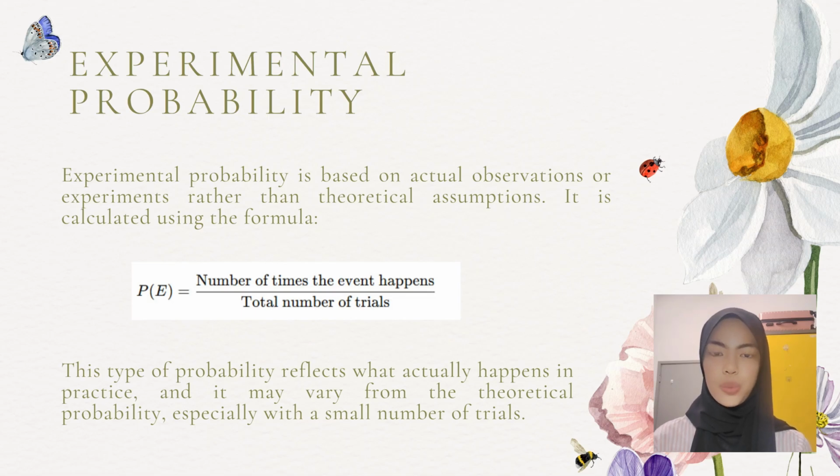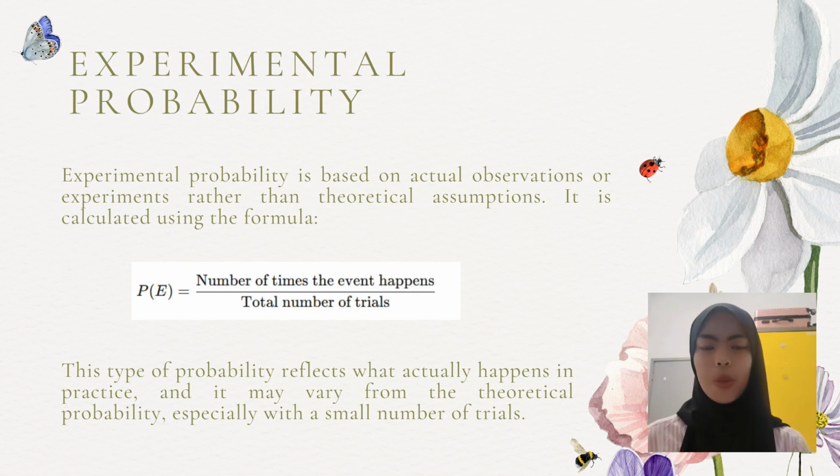Experimental probability is based on actual observation or experiment rather than theoretical assumption. It is calculated using the formula P(E) equals the number of times the event happens over the total number of trials. This type of probability reflects what actually happened in practice, and it may vary from the theoretical probability, especially with a small number of trials.